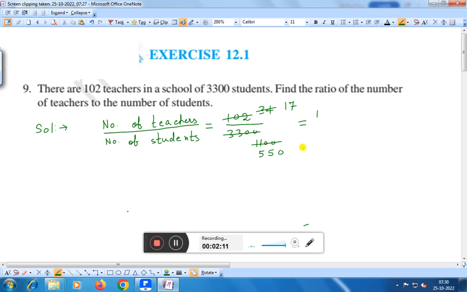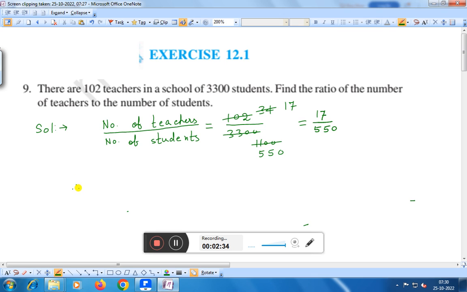This is 17 by 550. Right? We cannot divide more than that. Therefore, find the ratio of the number of teachers to the number of students.